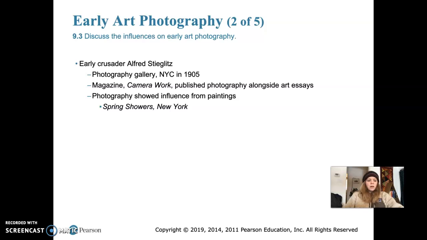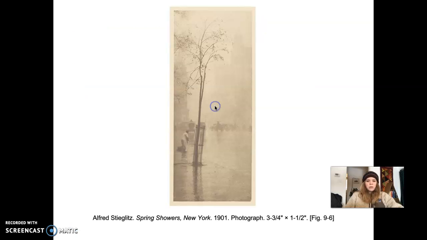Stieglitz's own photography often showed the influence of paintings, and his 1901 photograph, Spring Flowers, New York, is an exercise in tonal control because it handles subtle gradations of texture and shade. So we'll take a look at Spring Flowers here in the next slide by Alfred Stieglitz.